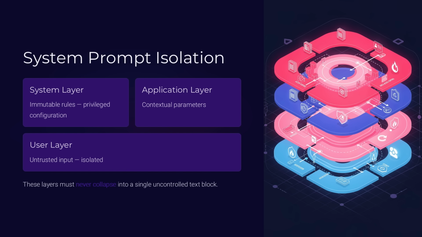Imagine a multi-layer prompt architecture. The system layer defines immutable rules. The application layer defines contextual parameters. The user layer provides untrusted input. These layers must not collapse into a single uncontrolled text block. Prompt isolation is not cosmetic, it is a trust boundary.